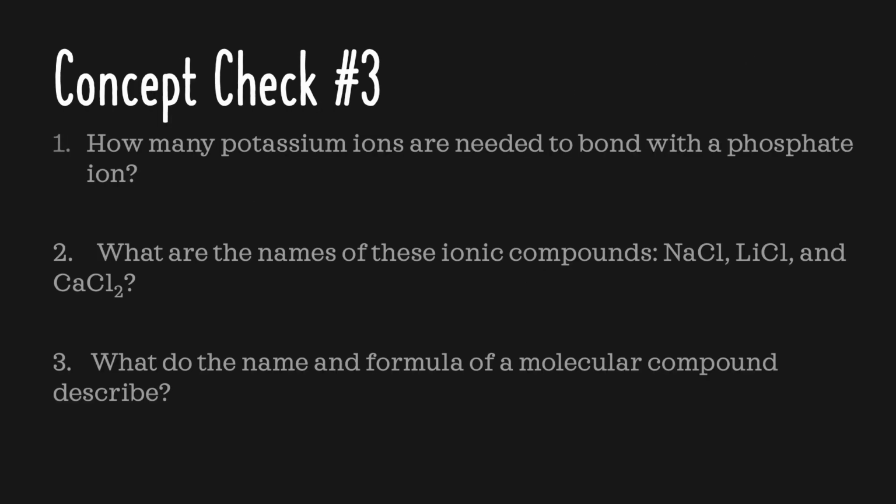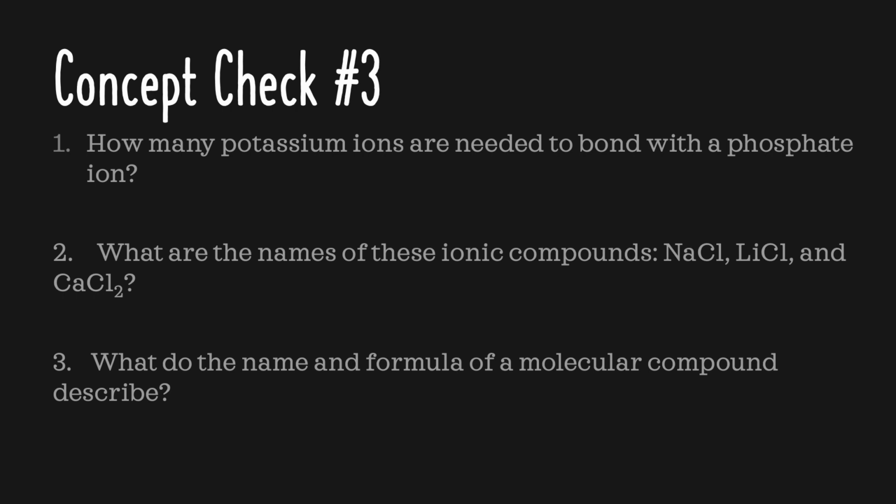Concept check number 3. Question 1. How many potassium ions are needed to bond with a phosphate ion? Question 2. What are the names of these ionic compounds? NaCl, LiCl, and CaCl2. Question 3. What do the name and formula of a molecular compound describe? This would be a good time to pause the video, answer the questions, and then resume play.